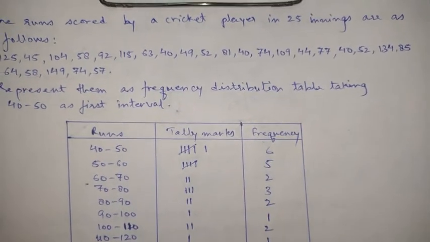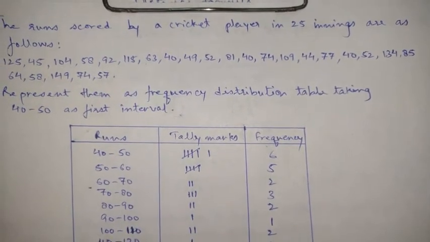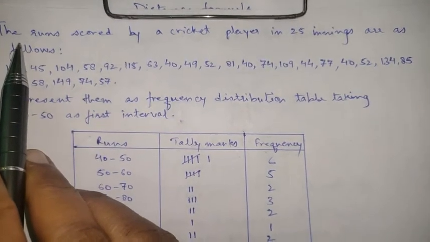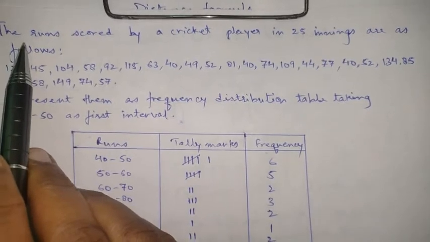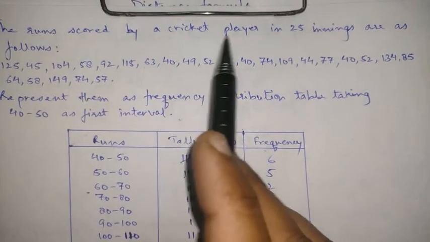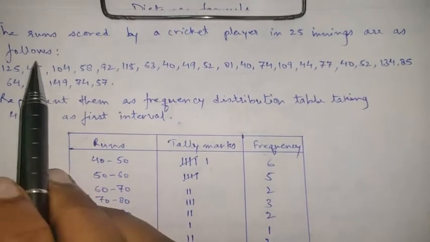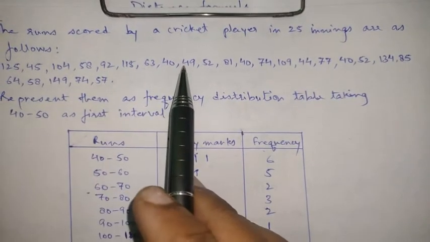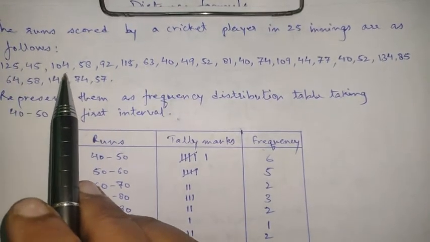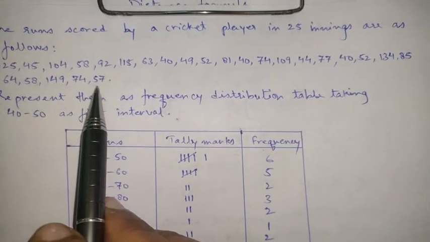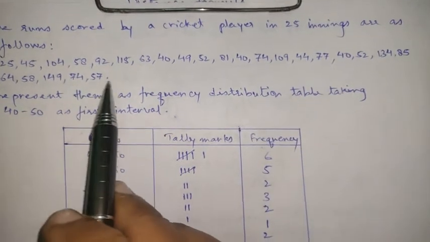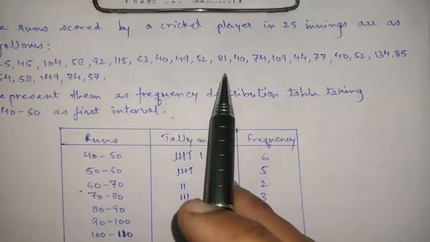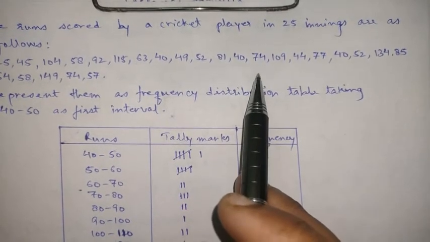So in this video, I've taken one question in which we have to draw the frequency distribution table, and the question says the runs scored by a cricket player in 25 innings are as follows. Now these are the runs that are mentioned, as you can see, 125, 45, 104 and so on till 74 and 57. Now this kind of data is termed as raw data because it is not arranged, it is just the observation that you have got.